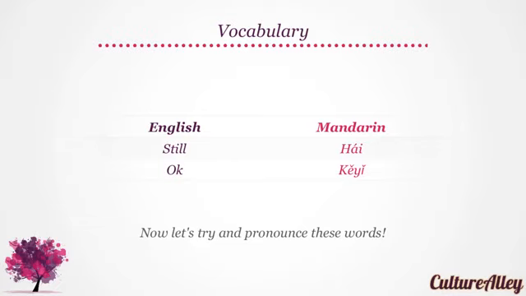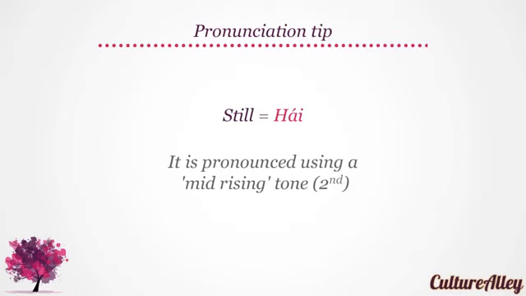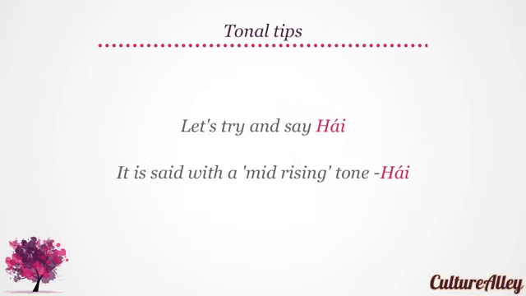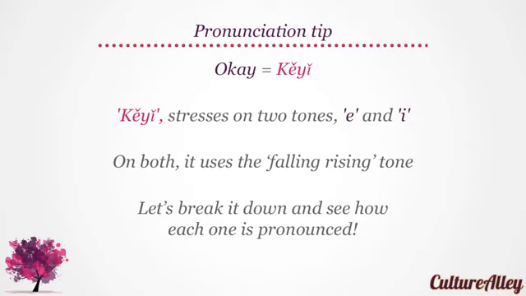Now, let's try and pronounce these words. Let's start with still. Still translates to 还 and is pronounced using a mid-rising tone, or the second tone. Can you try and say 还? It is said with a mid-rising tone, like 还. Good job! Let's see the next one.